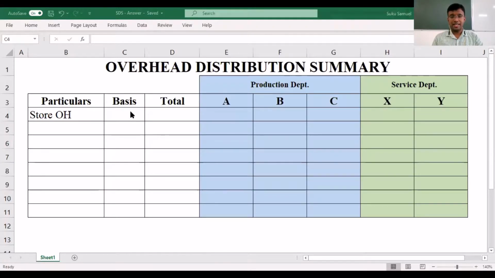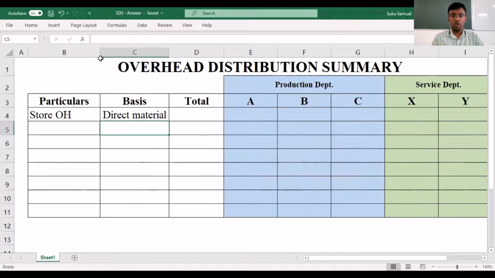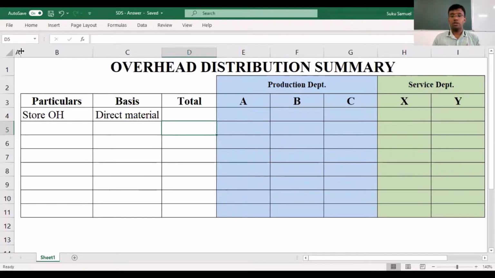Okay, since some of you are still taking time, the basis for reapportioning this would be direct material. Now let me explain why it is direct material. When you have to reapportion the store overhead, please remember what is meant by store overhead. Store overhead is the overhead that you are incurring for storing material. And what material are you storing? The material that you're storing over here is your direct material. So it is the material that needs to be apportioned.